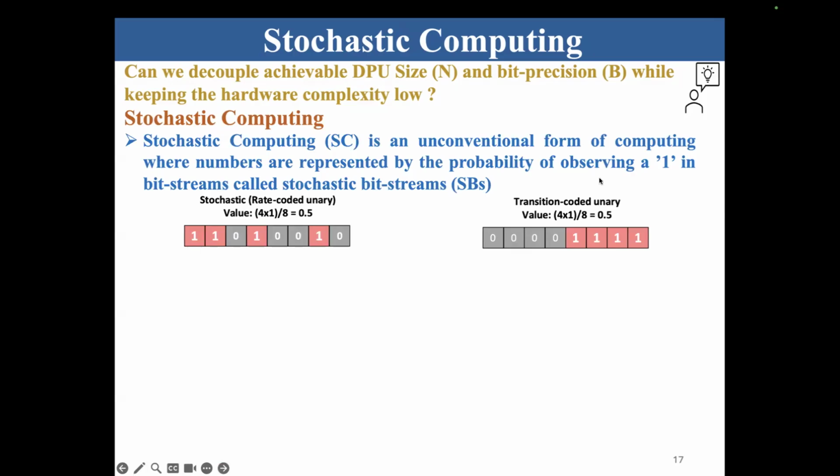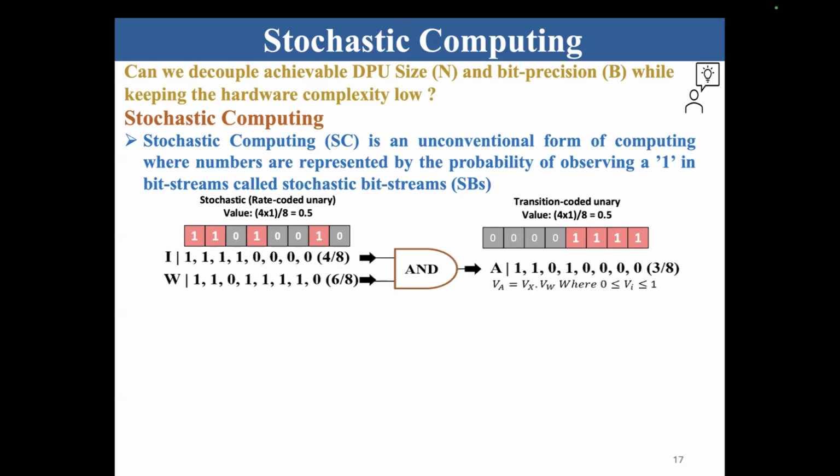Stochastic computing is an unconventional form of computing where numbers are represented by the probability of observing ones. If you look at this, this is a stream or vector of 8 bits, and there are exactly 4 ones there. So this represents the real number 0.5. And the position of ones in this 8-bit vector doesn't really matter. You can have it like this, or you can have it clustered together. That's stochastic computing.